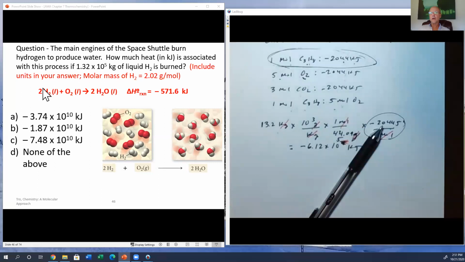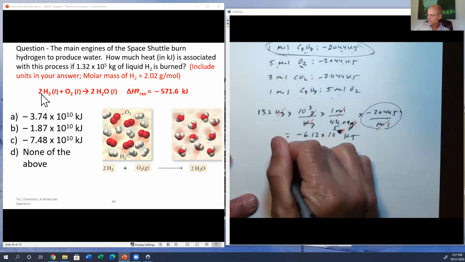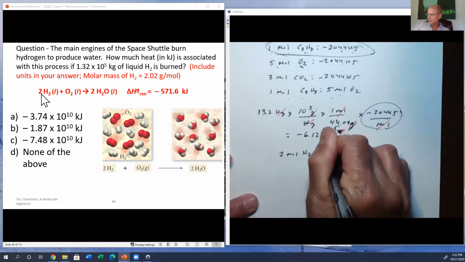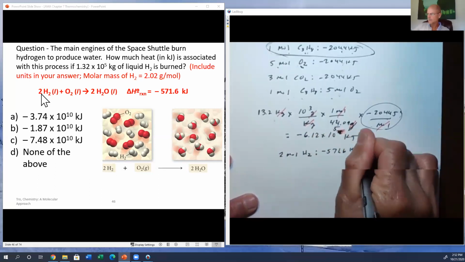Remember this 2 right here, right? Don't forget that that 2 has got to be part of your calculation, right? The conversion factor here is 2 moles H2 is proportional to negative 571.6 kilojoules.